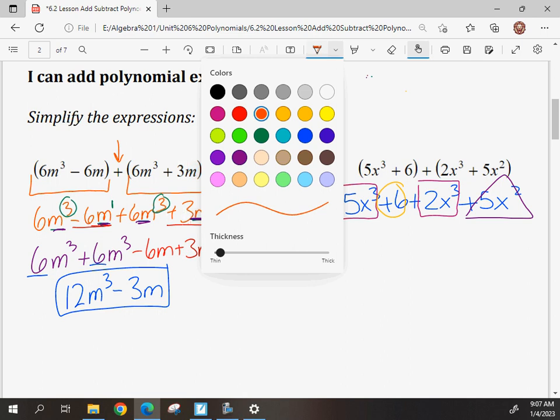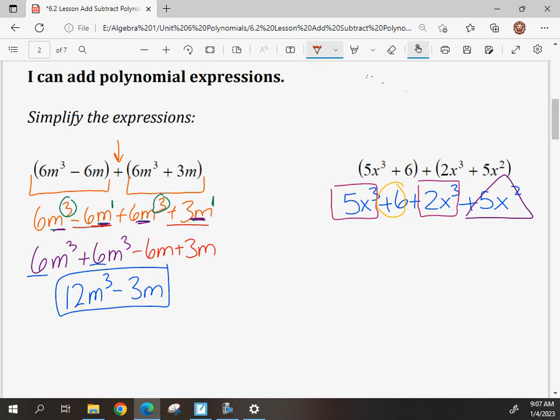And so I typically like to write these, and that's what we usually do, is write the largest exponent first. So I have a 5x to the third, that's positive. I have a positive 2x to the third. Then I have a positive 5x to the second, and then I have a positive 6. And so now I can combine the things that have the same bases and the same exponents, so the same power. So I have this 5x to the third plus 2x to the third gives me 7x to the third.